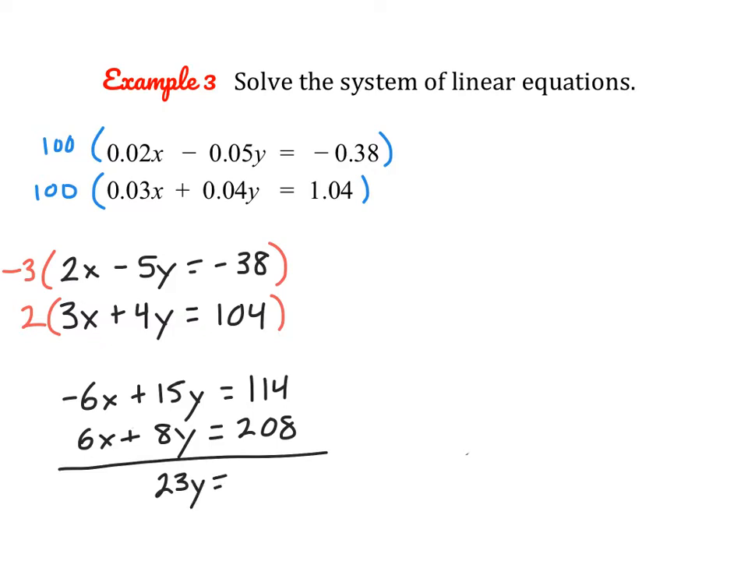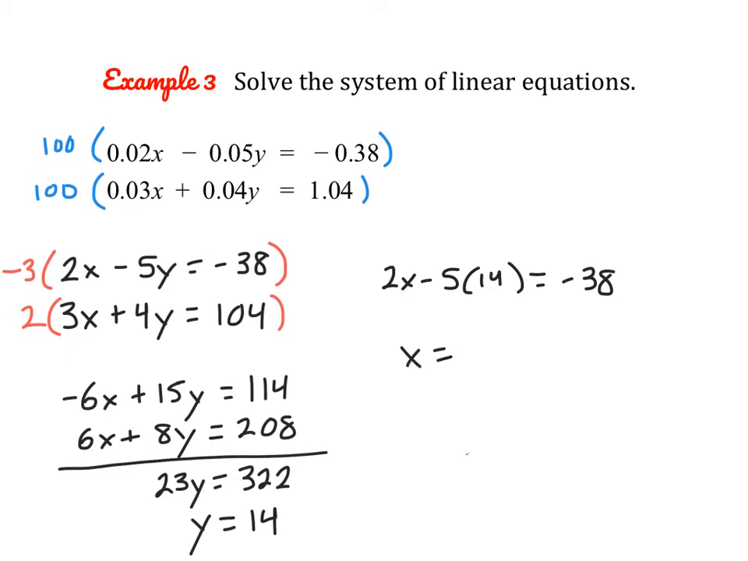So we get 23y equals 322, and if we divide both sides by 23, we get y equals 14. So there we can go and substitute it into either of these equations. We don't need to use the original because these are completely equivalent. So we get 2x minus 5 times 14 equals negative 38. And we should end up with x equals 16.